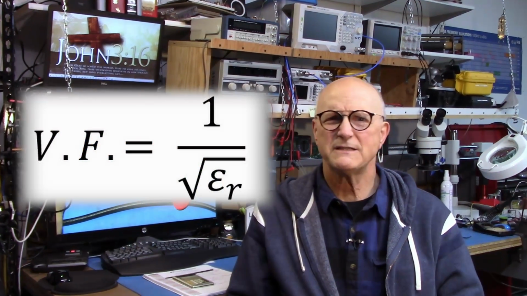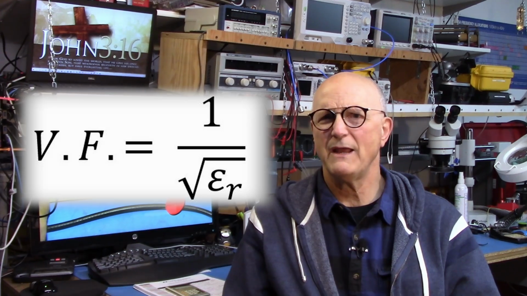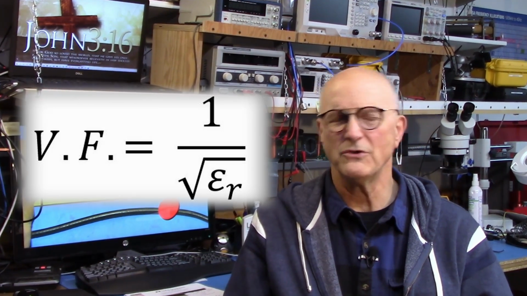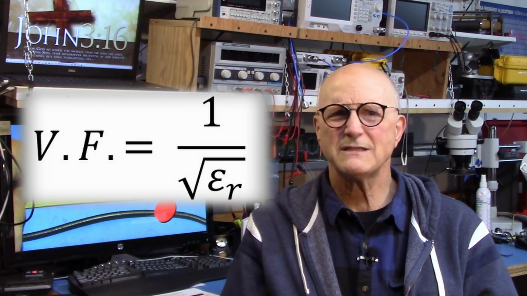As I look at this equation, there does not seem to be any dependence on shield or no shield. So this is what is raising the question. Will the velocity factor change if the shield is missing? So how am I going to do this experiment?